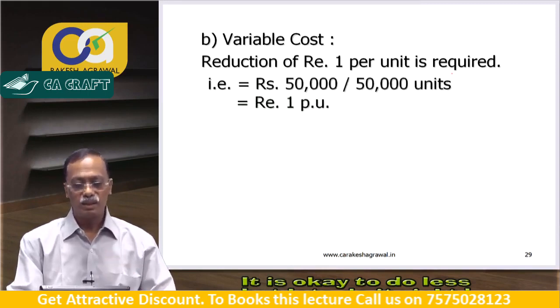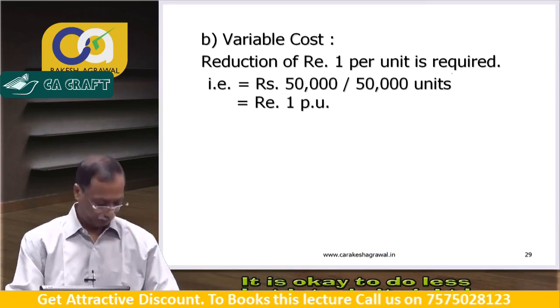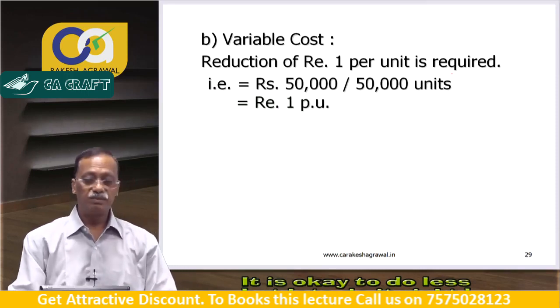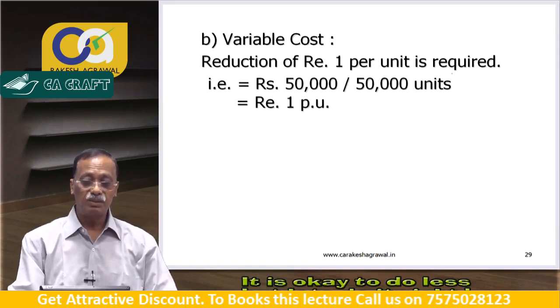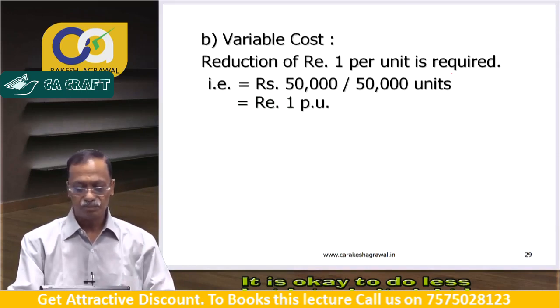How is it calculated? That is rupees 50,000 divided by 50,000 units. That is rupee 1 per unit.